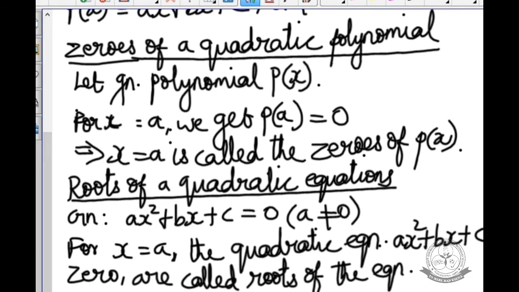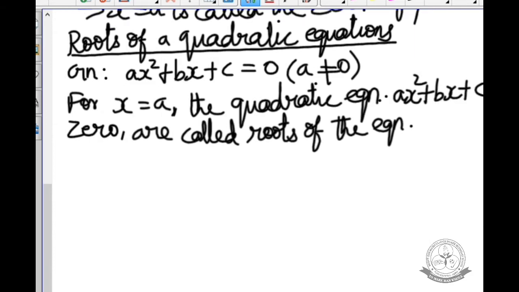Suppose they give an equation, there must be equal to 0. If there is an equal symbol, it is known as an equation. ax squared plus bx plus c equal to 0, where a is not equal to 0. Here x equal to a, or you can take any one, x equal to p, anything can be taken. When you substitute a for x and the expression becomes 0, then x equal to a is a root of the equation.